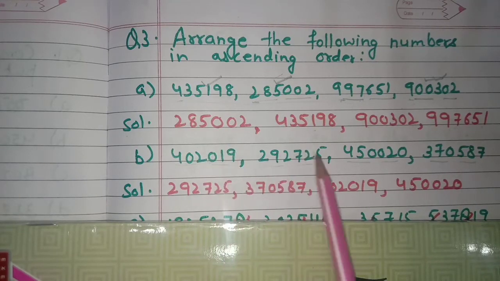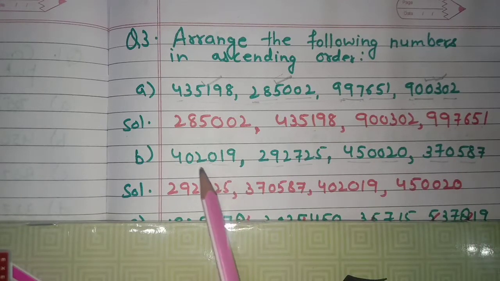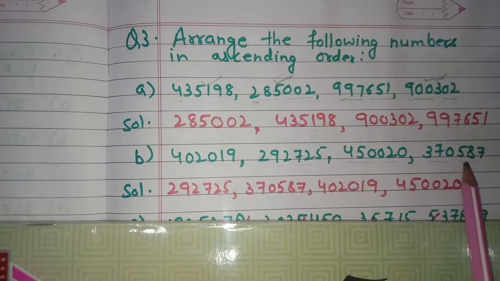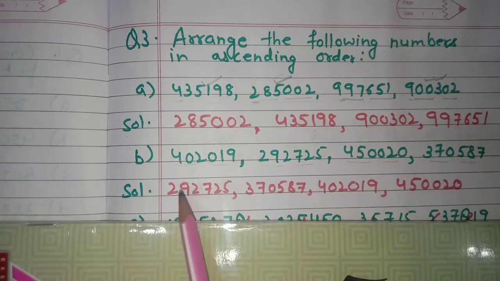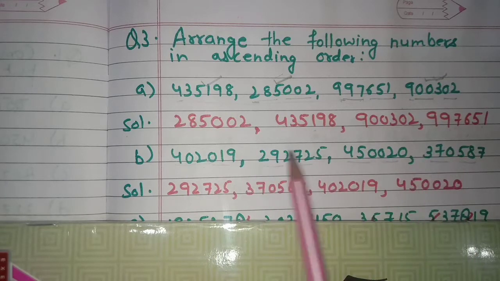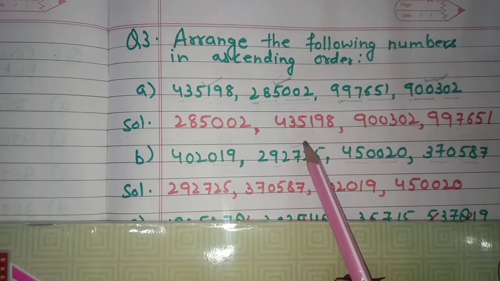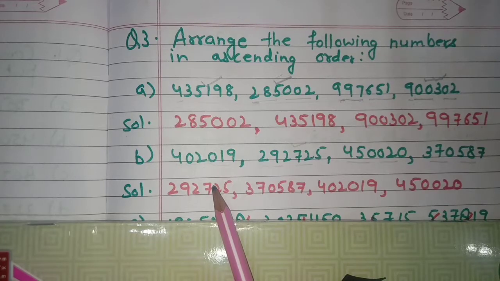So here we have 4 numbers. Now let us see, in all the numbers the number of digits are same, that is 6. So we can easily compare the first digit of all the numbers. So 2,92,725 is the smallest one.